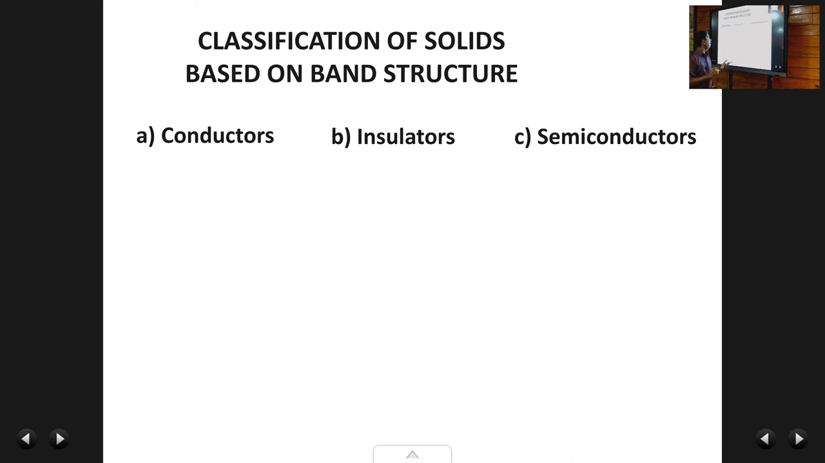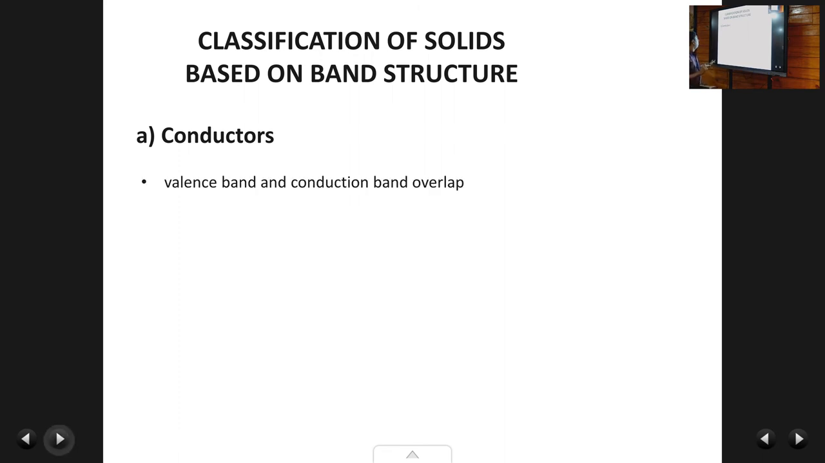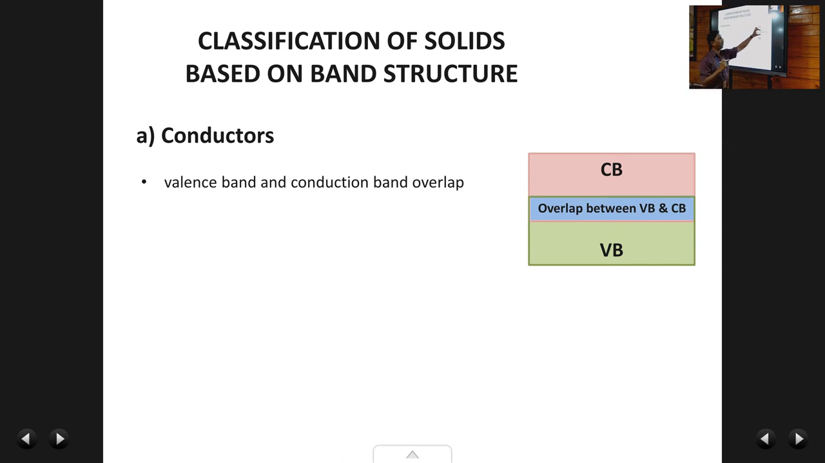So what are conductors? Conductors, you know, they easily pass electric current through them. So what is the band structure of a conductor? In a conductor, the valence band and the conduction band overlap each other. So it's like this. Suppose you have the valence band. The conduction band overlaps with the valence band, and there is an overlapping layer between the valence band and the conduction band.